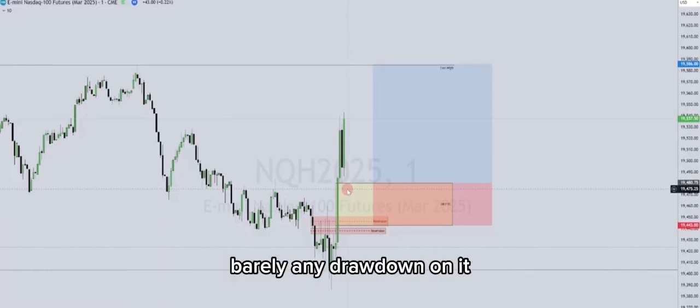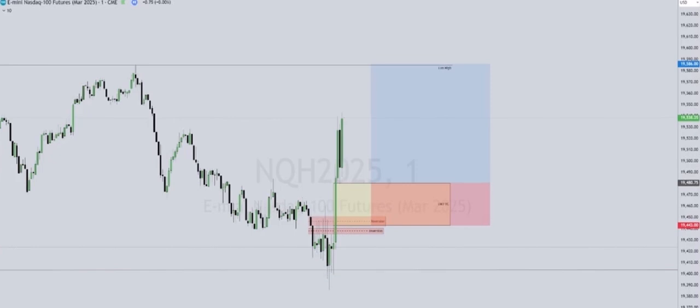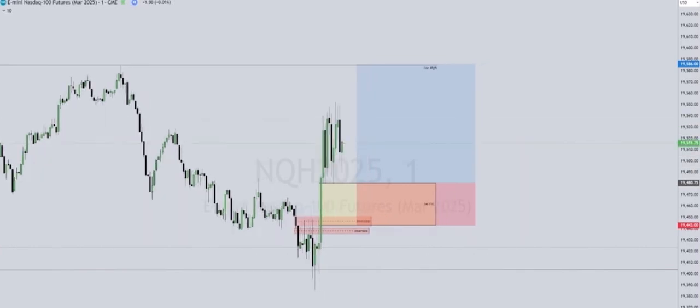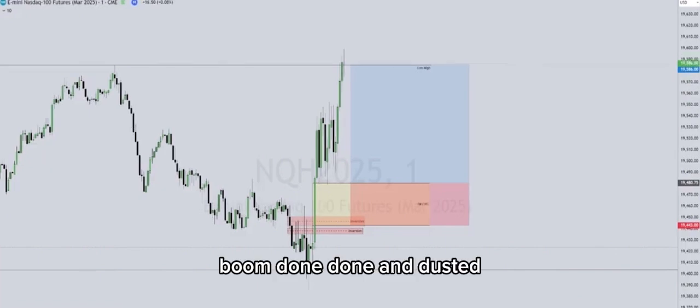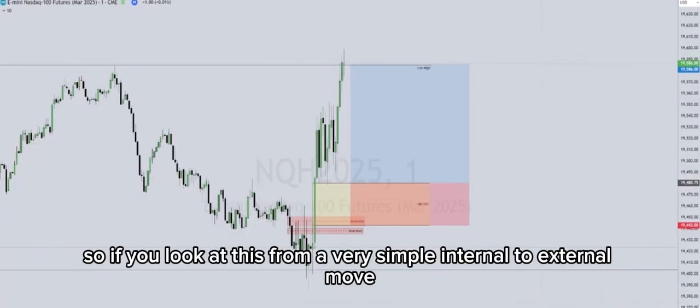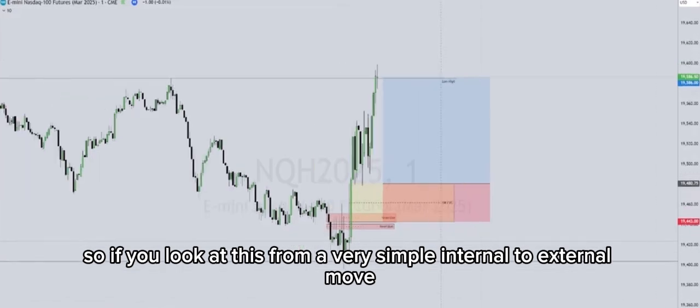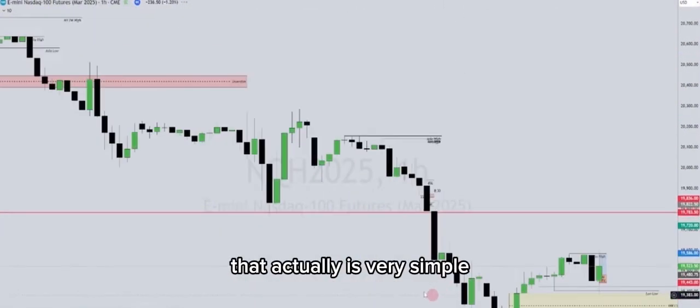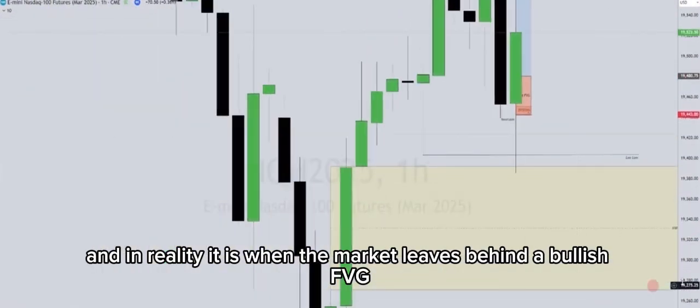Barely any drawdown on it. Okay? Then the market goes straight to the London high. Boom. Done. Done and dusted. So if you look at this from a very simple internal to external move, you're going to be like, wow, that actually is very simple. And in reality, it is.